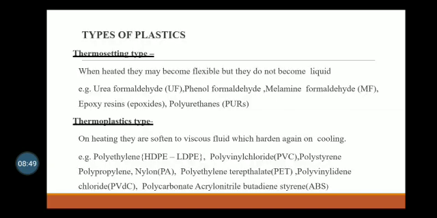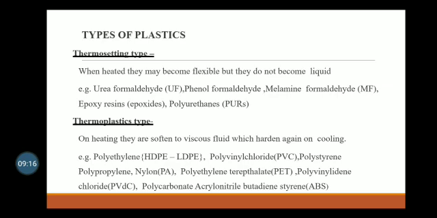Then types of plastic: thermosetting type. When heated, they may become flexible, but they do not become liquid. For example, urea formaldehyde UF, phenol formaldehyde, melamine formaldehyde MF, epoxy resins (epoxides), polyurethanes PUR.